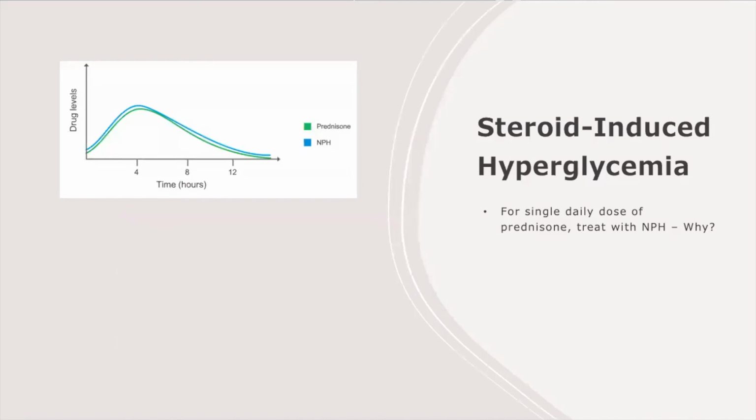Why? Well, look at the curve of onset and duration of prednisone, and look at the onset and duration curve of NPH. If you give them an NPH dose timed with their prednisone dose, if dosed properly, you can essentially offset the steroid effect. So you can work over the top if someone is diabetic. If they're not diabetic, you can just give them NPH.